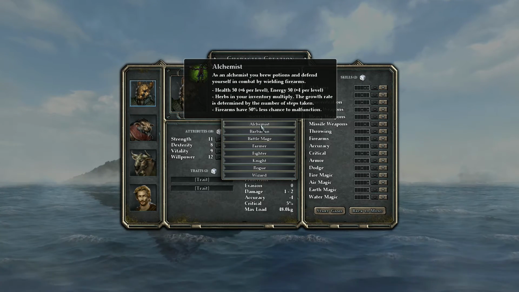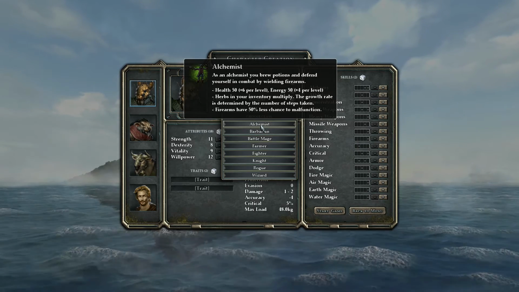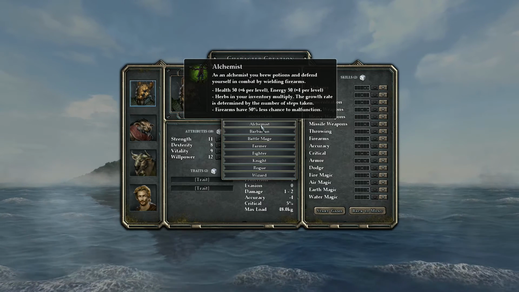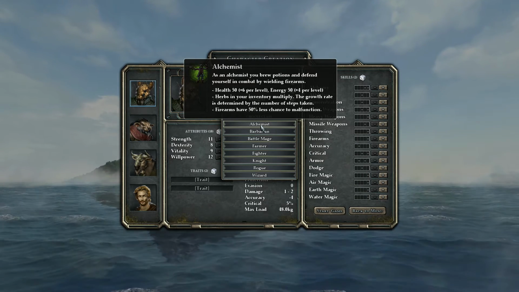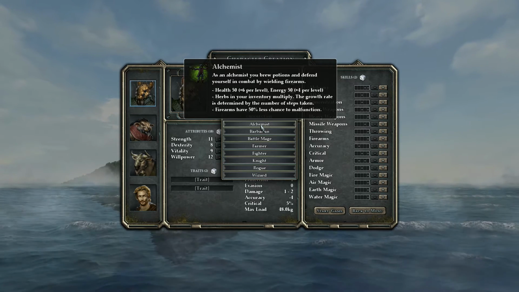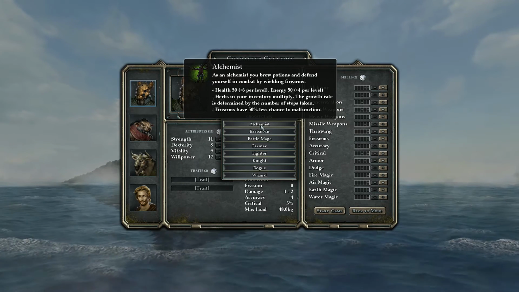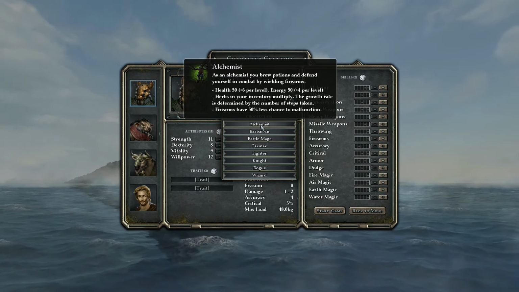Alchemist. As an alchemist, you brew potions and defend yourself in combat by wielding firearms. Health 50, +6 per level. Energy 50, +4 per level. Herbs in your inventory multiply. The growth rate is determined by the number of steps taken. Firearms have a 50% less chance of malfunction.